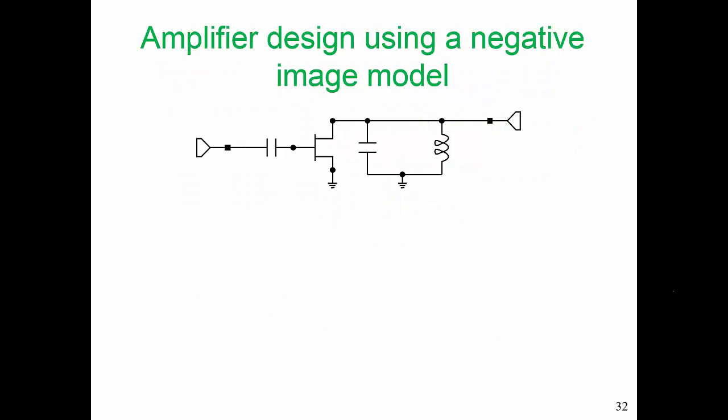I'm now ready to do an amplifier design using a negative image model. We have a very simple input matching network, just a series capacitor, but this is not 50 ohms now in the negative image model. It's going to be a value that we're going to have to find through optimization. We have a capacitor and an inductor at the output. Now all of these are going to be negative. And we will have a port at the output here, which again will not be 50 ohms. Let's set this up in a microwave circuit simulator and see what we achieve.